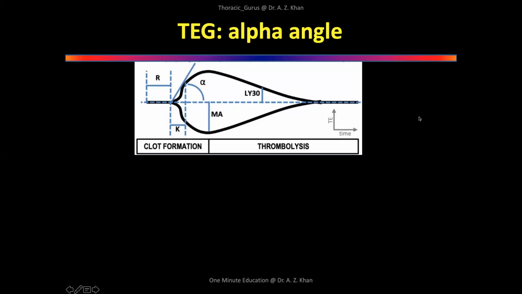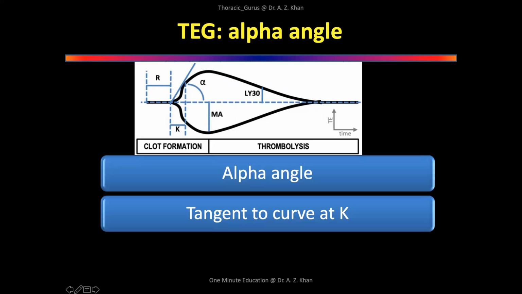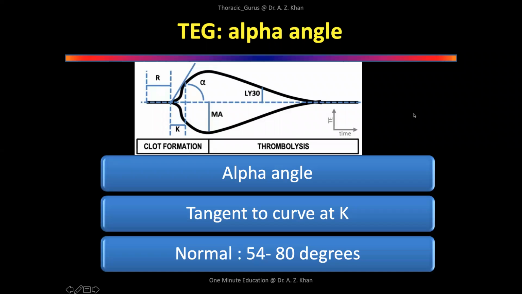What is alpha angle? Alpha angle is the line the K makes with the x-axis. Yeah, so it is the tangent to the curve at K. So this is K. This tangent is called the alpha angle. What is normal alpha angle? 55 to 75. Yeah, 45 to 55, that's good. These numbers are important. Again, this will come in an MCQ. That's why I've brought these numbers up for you.